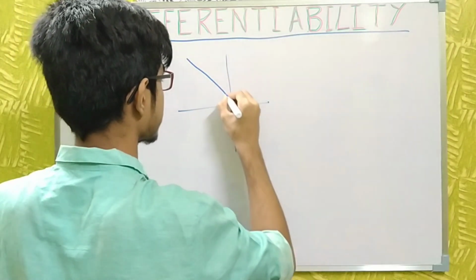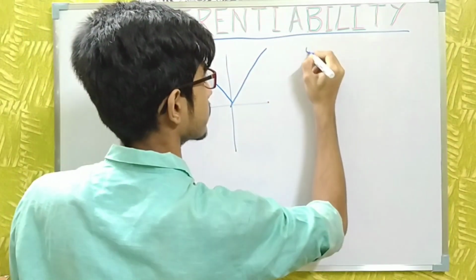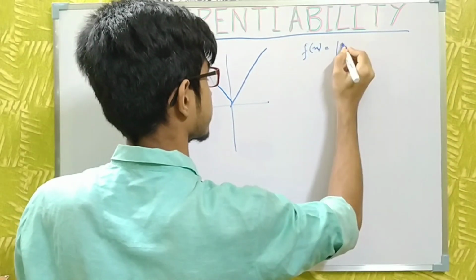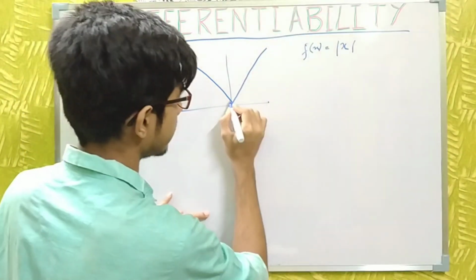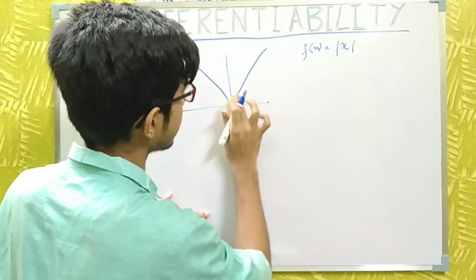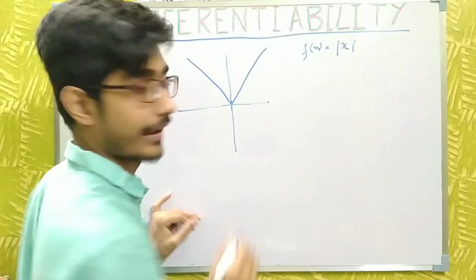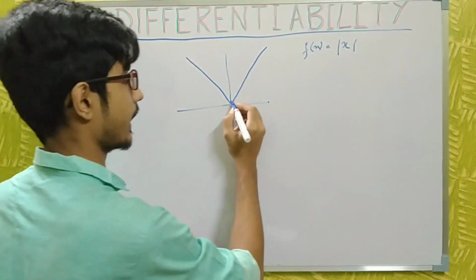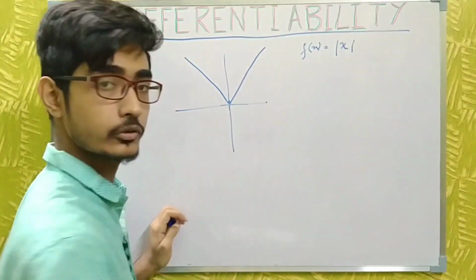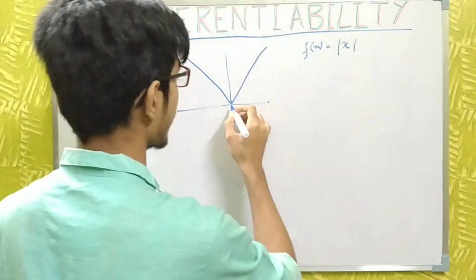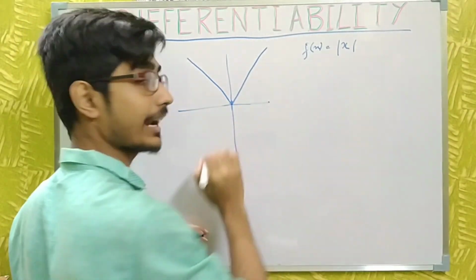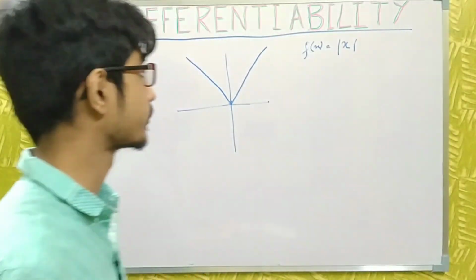The graph of mod x is like this. It is f(x) equals mod x. The graph is like this. At the origin, the graph has a sharp end. So I can clearly see from here that the value of the left hand derivative is not equal to the right hand derivative. So the function will not be differentiable, but this is a continuous function. So when the function has a sharp end, at that point the function is not differentiable. This is a small concept.